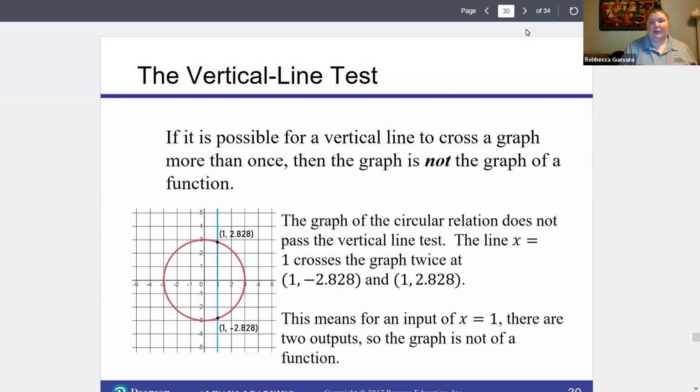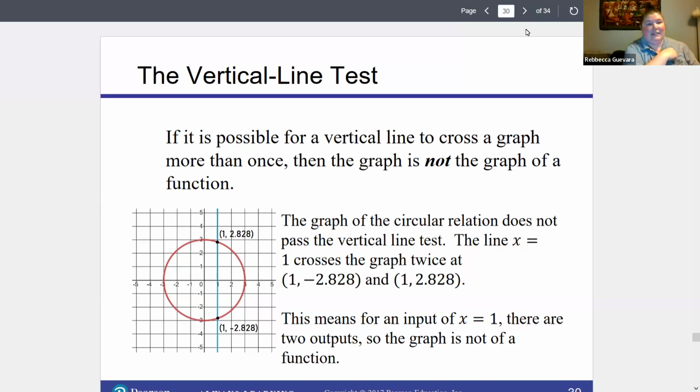Okay, so now we know what a function is, we know what a graph is. We can do what we call the vertical line test. Some of you probably heard this before. It's a pretty common test that people use. If it is possible for a vertical line to cross a graph more than once, then the graph is not the graph of a function.